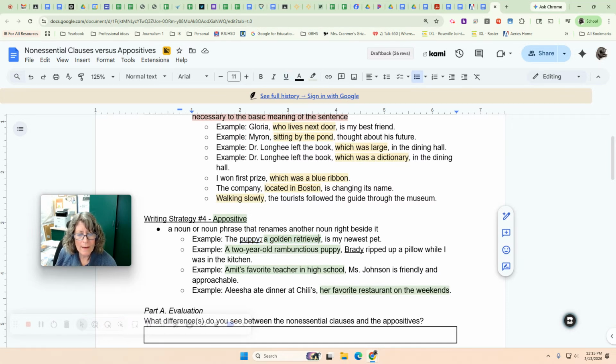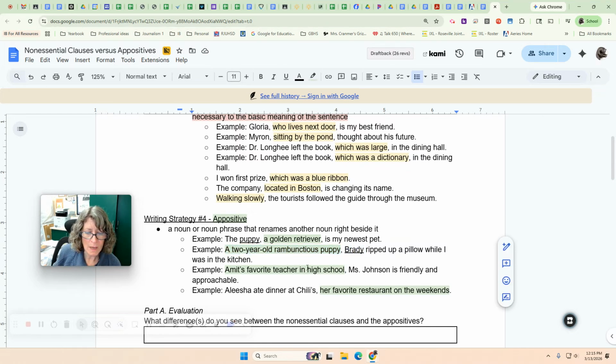So we have the phrase a golden retriever to tell us more about the kind of puppy right next to it. Here's another one, which is a little bit longer. A 2-year-old rambunctious puppy, Brady ripped up a pillow while I was in the kitchen. Now, Brady, that's the name of the puppy. The phrase that starts the sentence, a 2-year-old rambunctious puppy, is a noun phrase that tells us more about Brady.